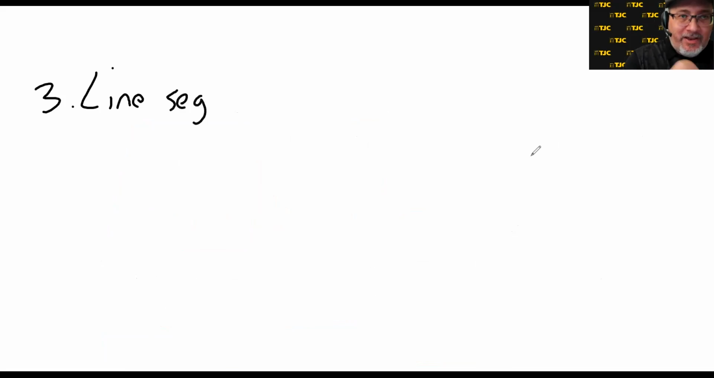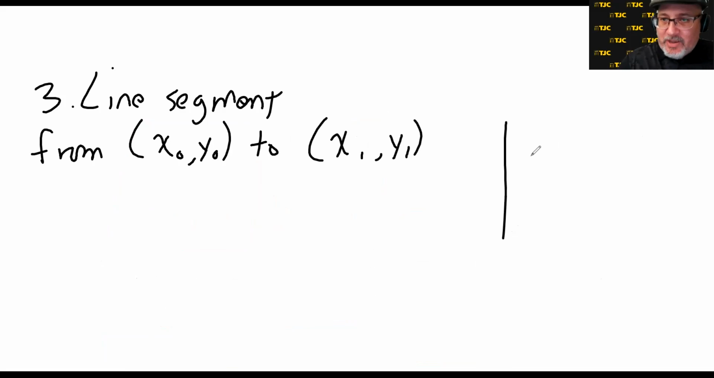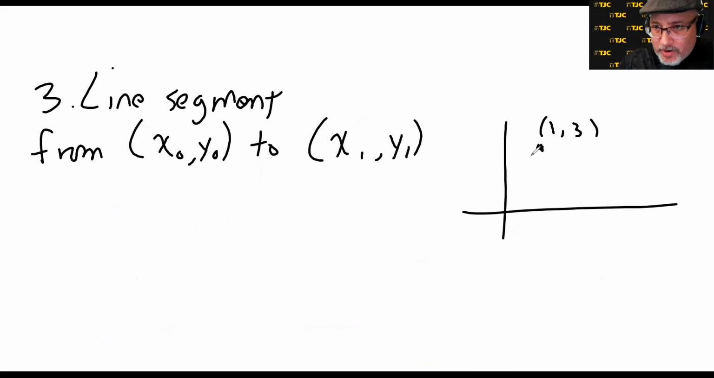And specifically, a line segment from one ordered pair, which we'll call x0, y0, to another ordered pair, x1, y1. So for example, let's say that you want the line segment from 1 comma 3, and you want to connect it down here to the ordered pair 4 comma negative 2. And let's say that not only do we want to connect that line segment, but we want to orient it from our first point.